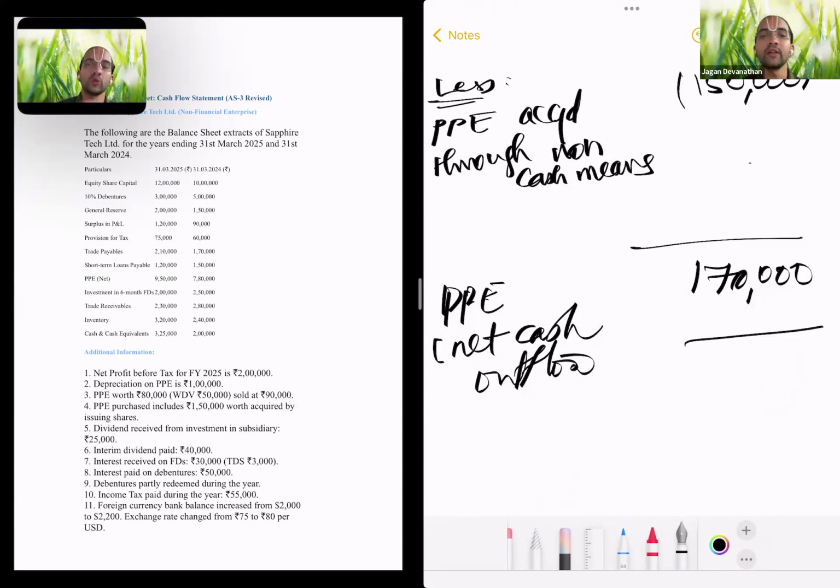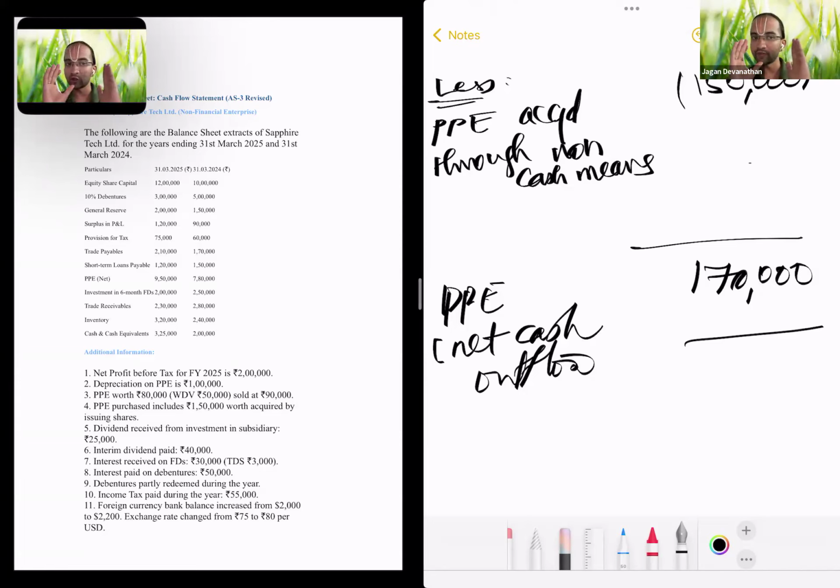So the working note is very essential. First, we have compared the net increase in PPE as per balance sheet, that is 1,70,000. Then we have added back the depreciation, because that was also a part of your PPE at the beginning of that year. Then we are adding back the book value of the asset sold. So that was also a part of the PPE at the beginning of the year.